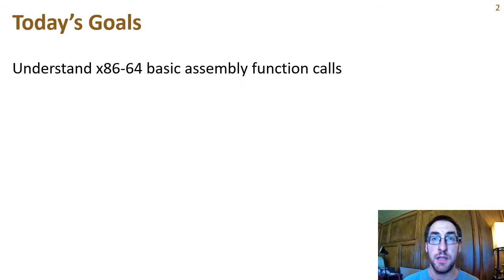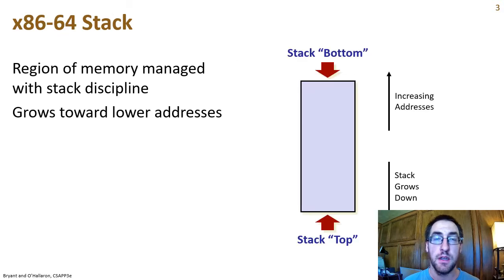Our discussion today aims to complete your orientation toward understanding and writing assembly source code for the x86-64 ISA by learning how to make function or procedure calls. To understand the mechanism for procedure calls, we first need to understand the call stack.